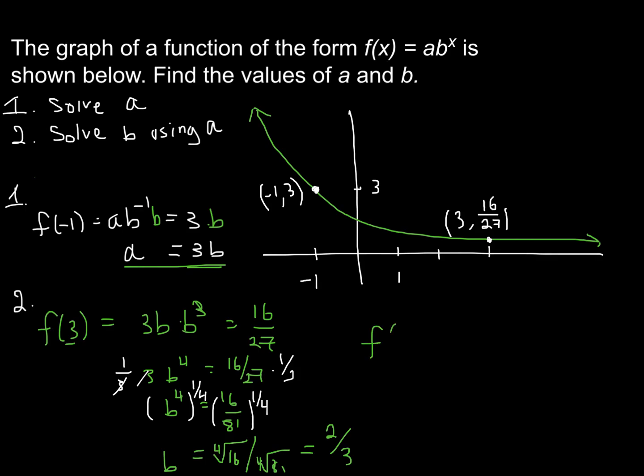And so my function is f of x is equal to, and I know the b value is 2/3, so (2/3) to the x. And the question is, what is the a value?